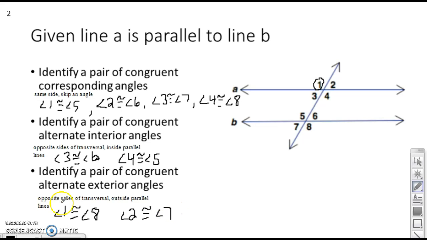Now notice when I wrote these pairs, in between all of them, I put that they are congruent. Because we know corresponding angles are congruent. We know alternate interior angles are congruent. We know alternate exterior angles are congruent. We also know vertical angles are congruent. Those just don't happen to be up here. But those are some of our special angle relationships.